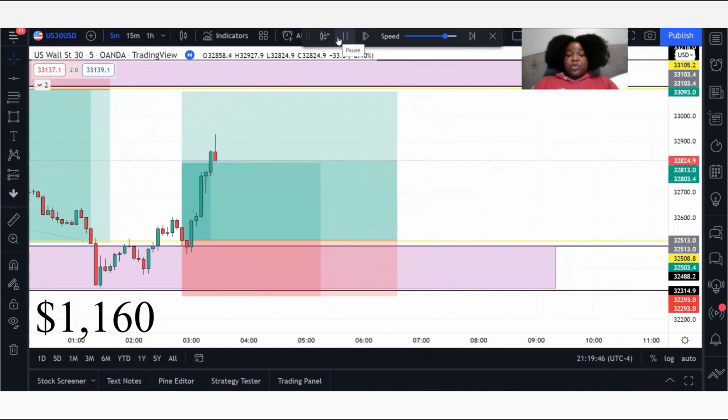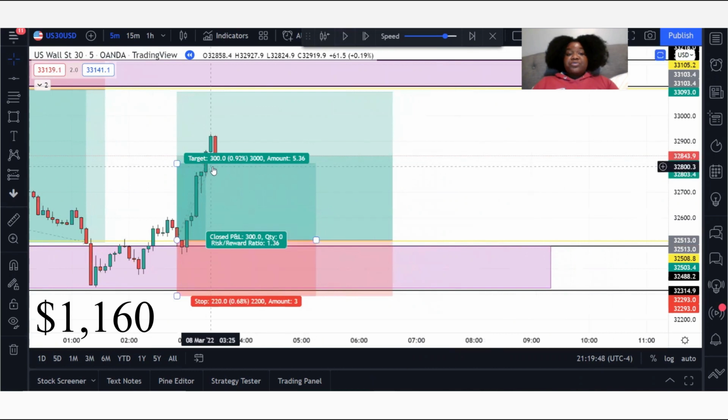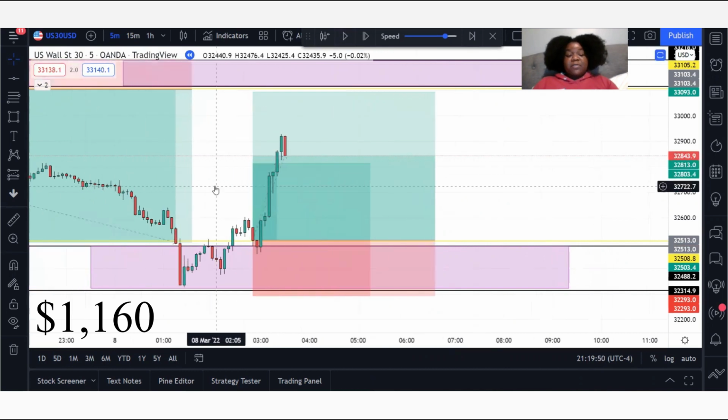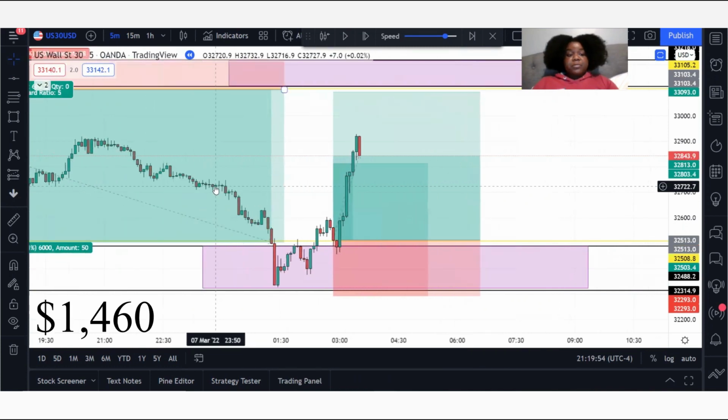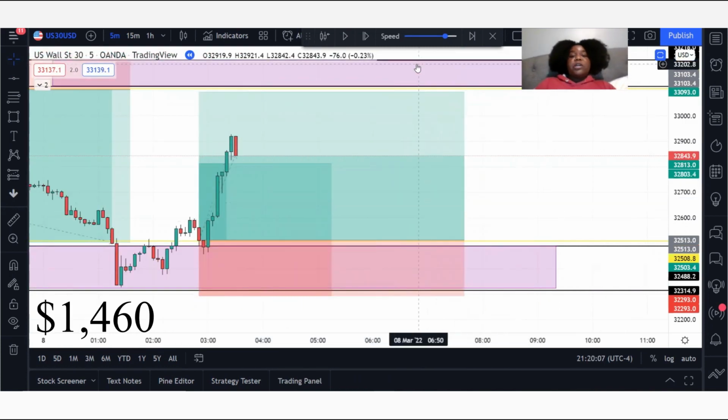Okay. Ooh, that was really fast. So we hit our first TP, so now we're up $300 more. We're still in our second trade for $580.